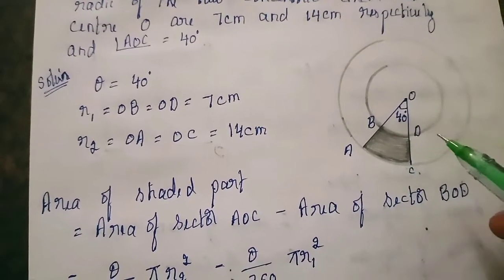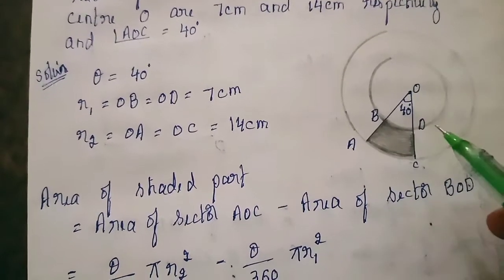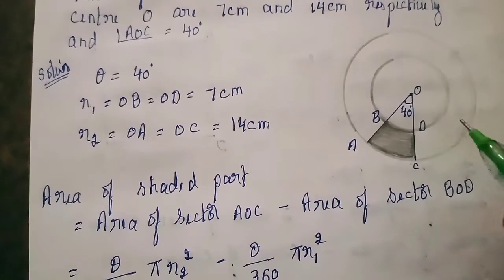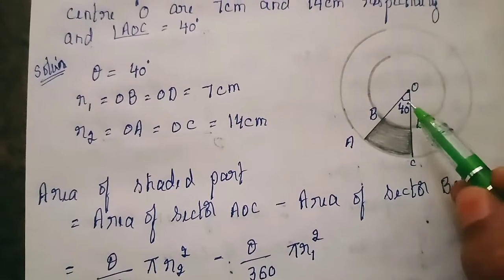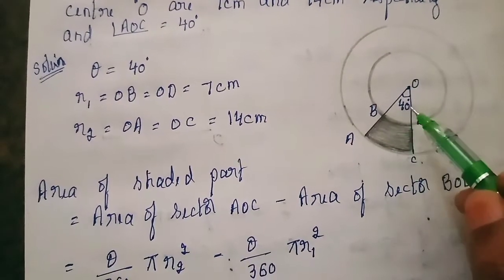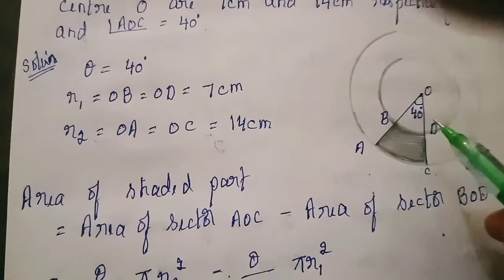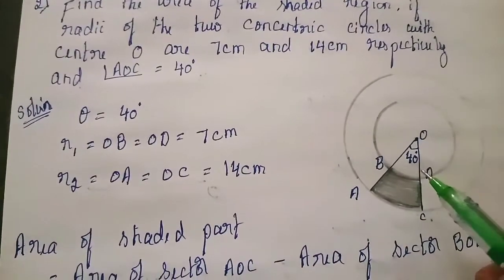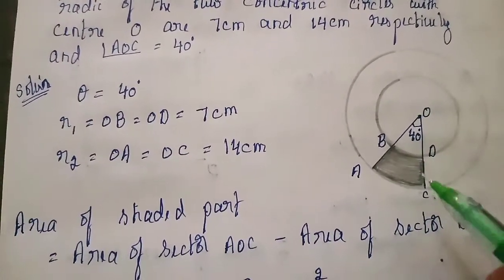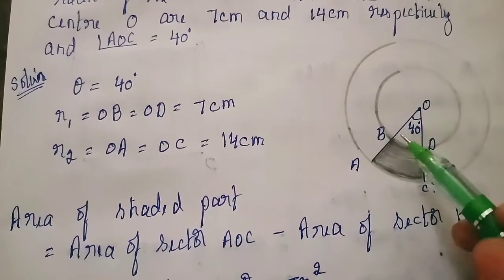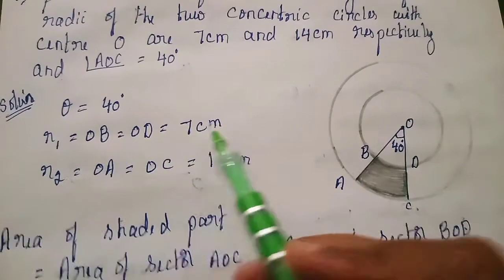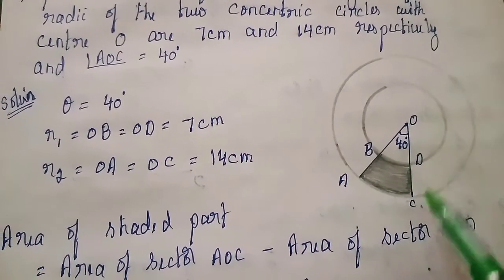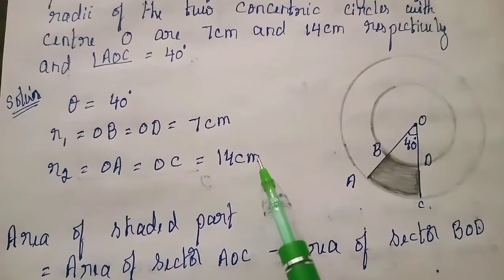Now let us start. And already you know the area of a sector, that is theta by 360 into pi r square. And you need here theta, that is common theta for both the sectors, that is 40 degrees. And the radius will be different because the sectors are different. So for the inner sector, that is BOD sector, the radius is 7 cm given. And for the bigger sector AOC, the radius is 14 cm.